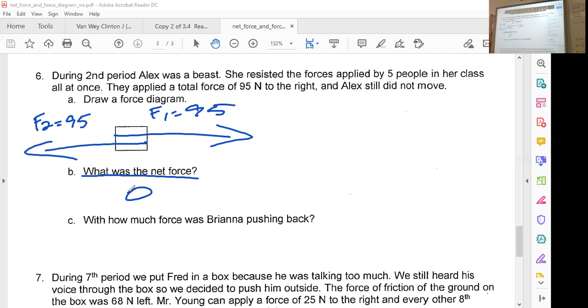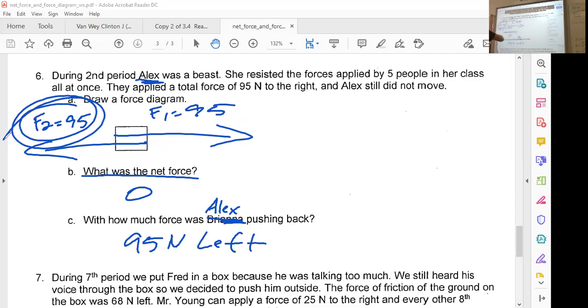In other words, how much force was Brianna? I think they mean Alex. Whoever wrote this sheet got a little inconsistent. How much force was Alex pushing back? 95 newtons left. This is this right here.